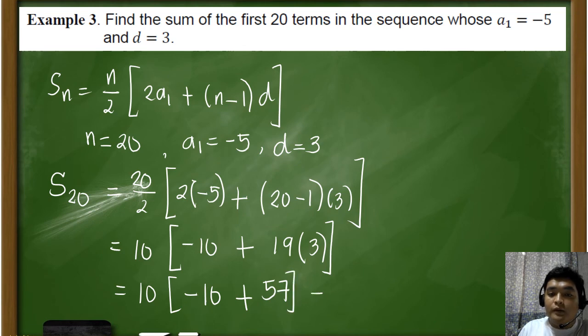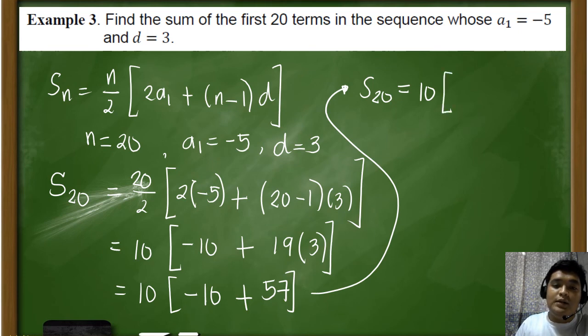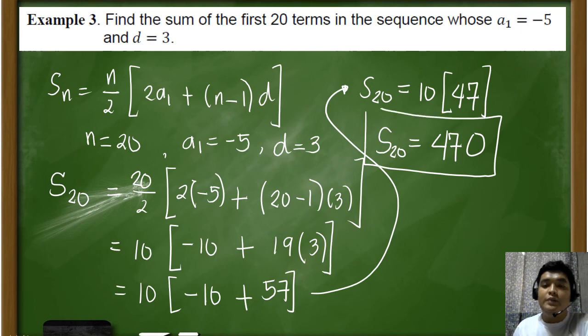Okay. So S sub 20 equals 10 times the quantity negative 10 plus 57. What is negative 10 plus 57? That is 47. Then 10 times 47 is 470. So therefore, the sum of our first 20 terms in the sequence is 470.